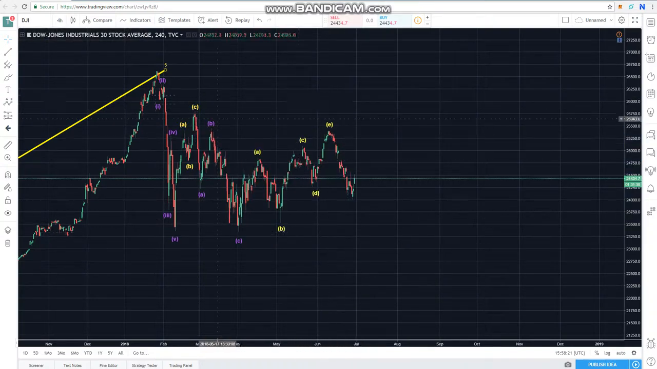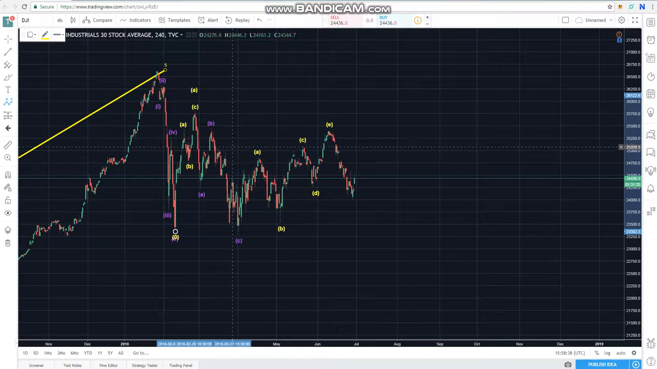So you can see that 1, 2, 3, 4, 5, and then we have a very rare ABC structure here. So this ABC could be classified as just A, and this ABC here could be just the second B. And this ABCDE structure Elliott wave count could be classified as the C.